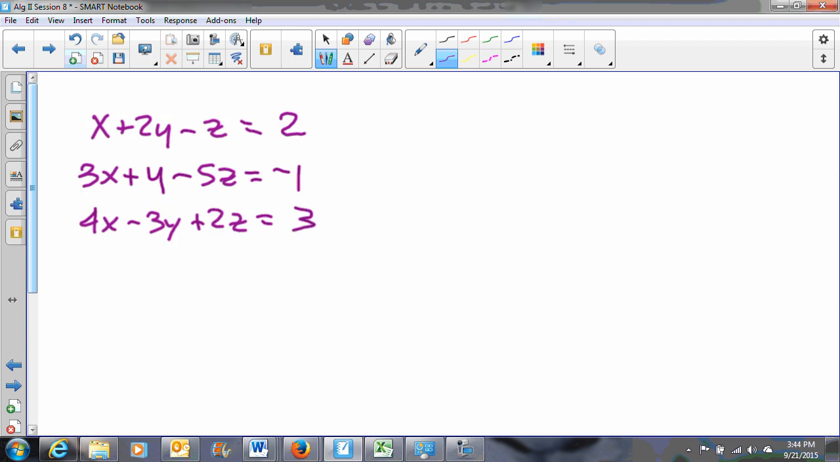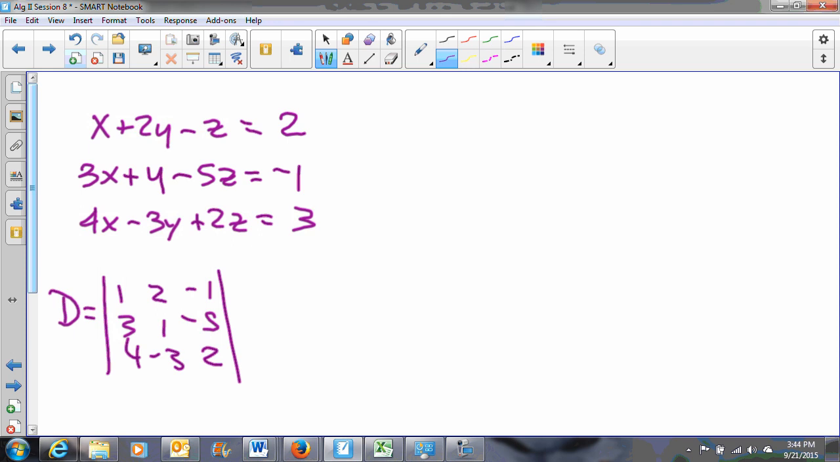Okay. Now, if we want to solve this system using Cramer's rule, first of all, big D is going to be the determinant 1, 2, -1, 3, 1, -5, 4, -3, 2. Now, let's just go ahead and find the values of these things as we write them down. So I've got 1, 3, 4, 2, 1, -3. All right.